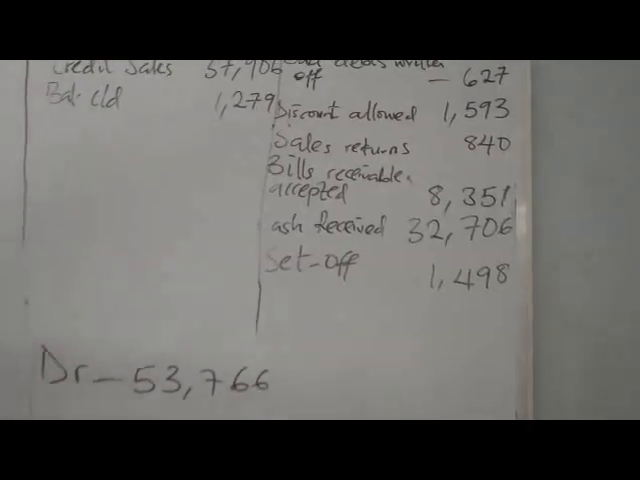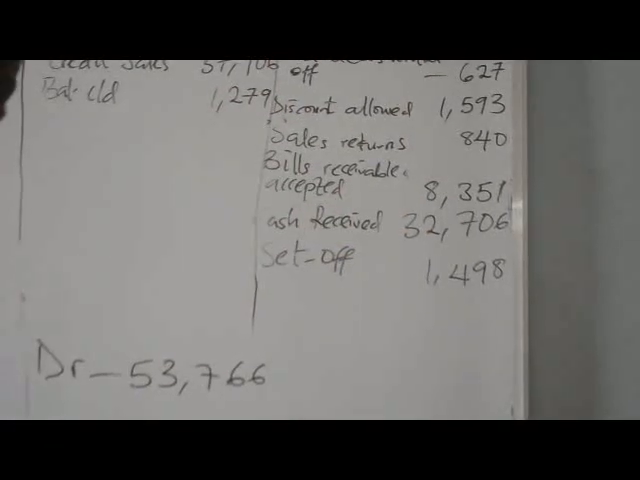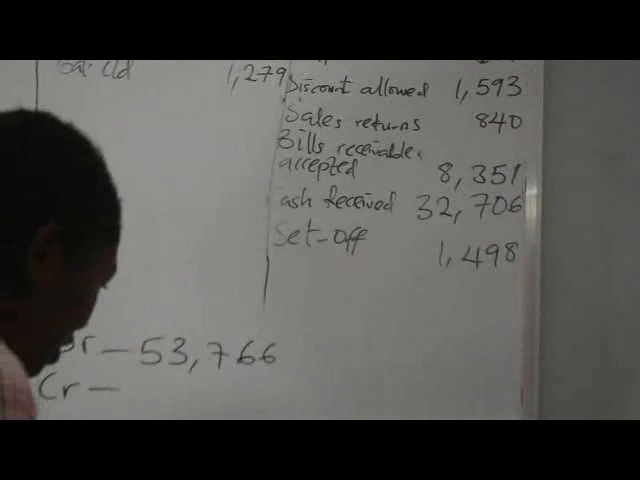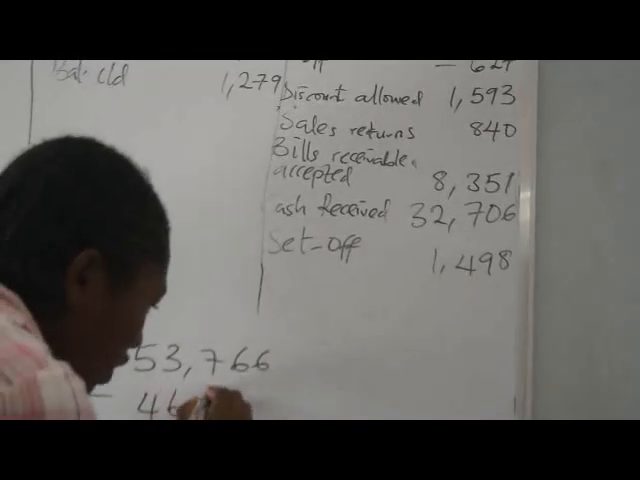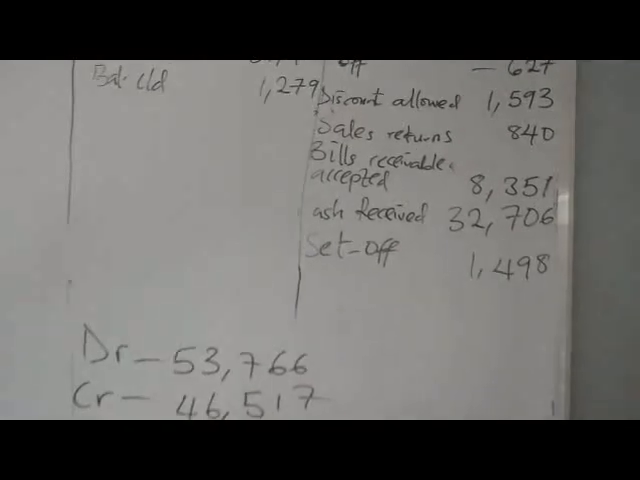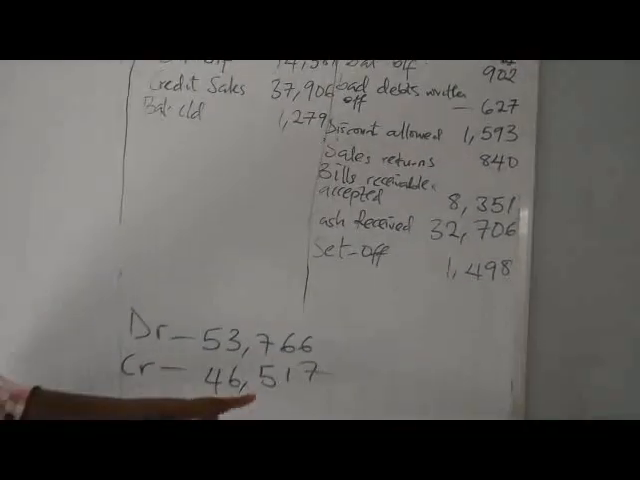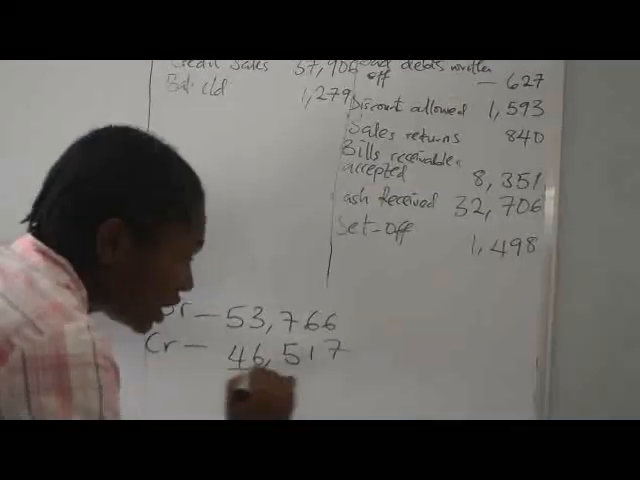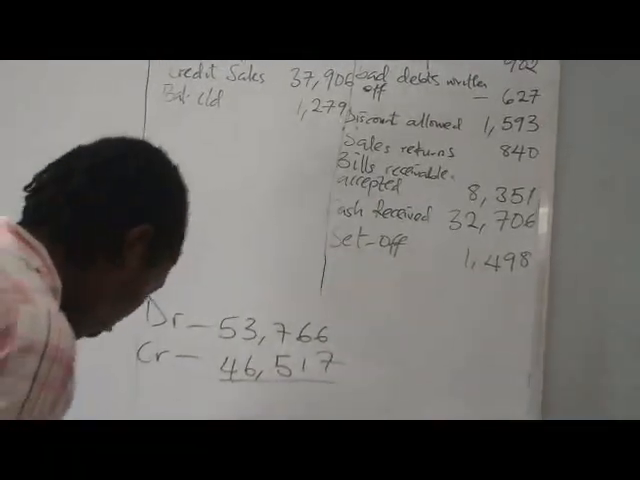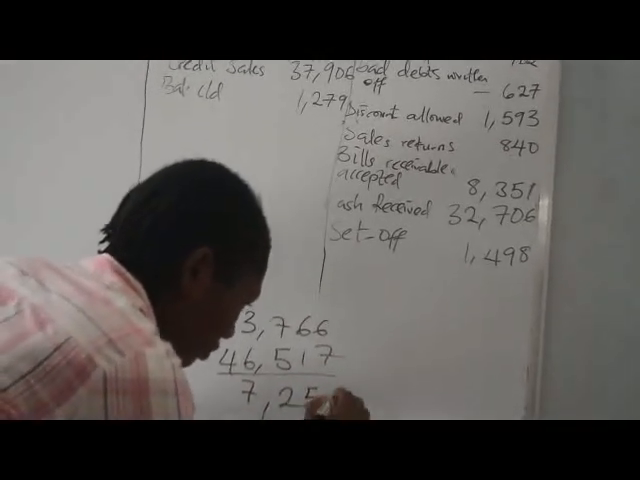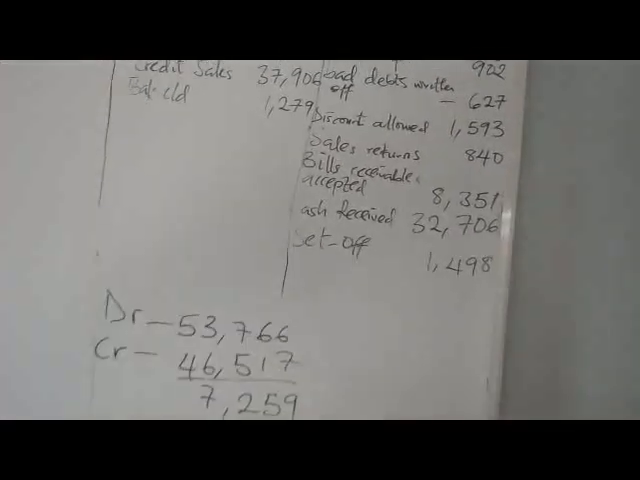So when we do that, we'll be having 53,766, okay? Then we'll come to our credit side and total all the figures, okay? So in our credit side, we'll be having 46,517. Now we have gotten our debit and credit side. In balancing the accounts, we are going to be subtracting the smaller value from the bigger value, okay, to have our balance. So when we subtract that, we'll be having a balance of 7,259. Alright, this is our balance.